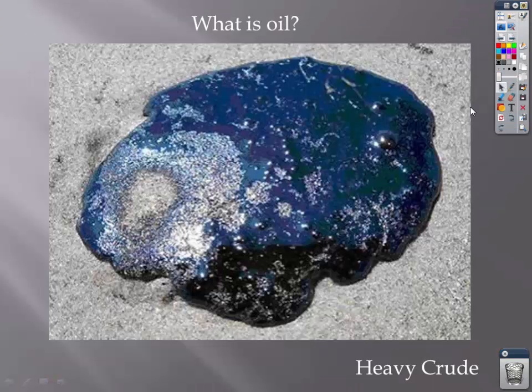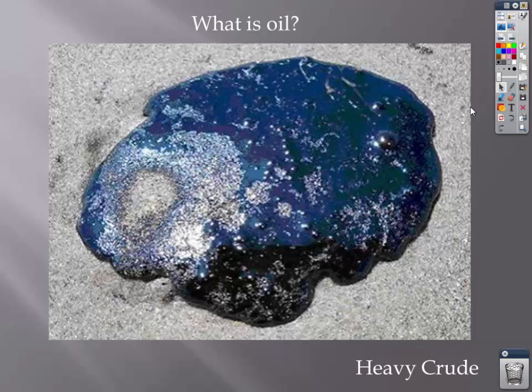When it comes out of the ground, it's not ready to go and put in our engines and in our home heating tanks. What comes out of the ground is called crude oil. And crude oil comes in two different types, heavy crude and light crude. Crude oil is made up of different materials that need to be separated. It's very thick and gooey. It contains tar. It stains. This is not the typical oil in society. It needs to be refined.